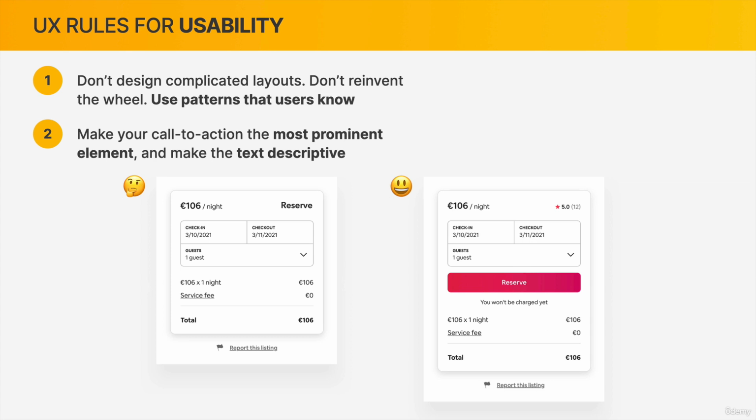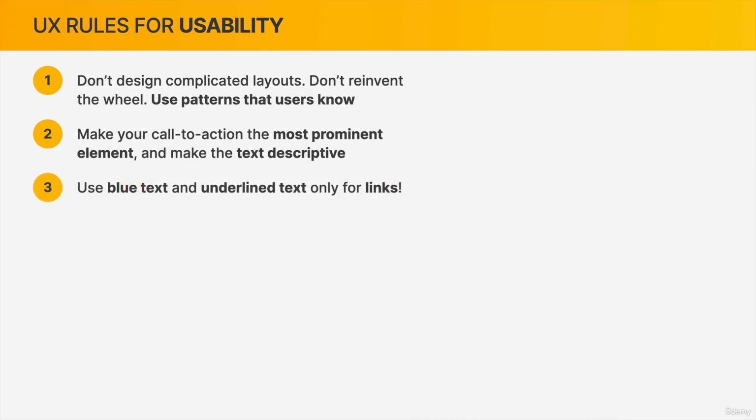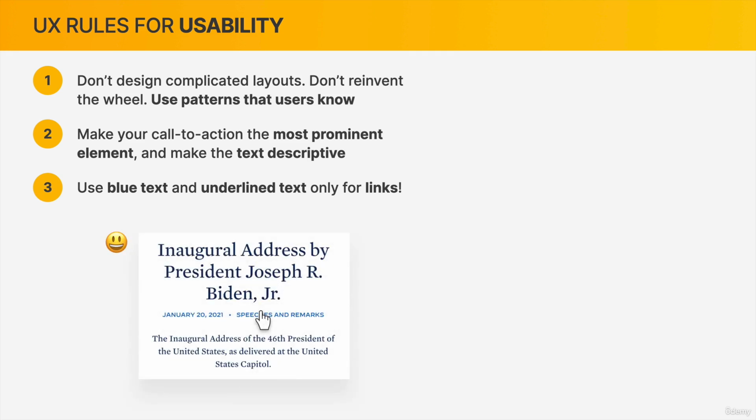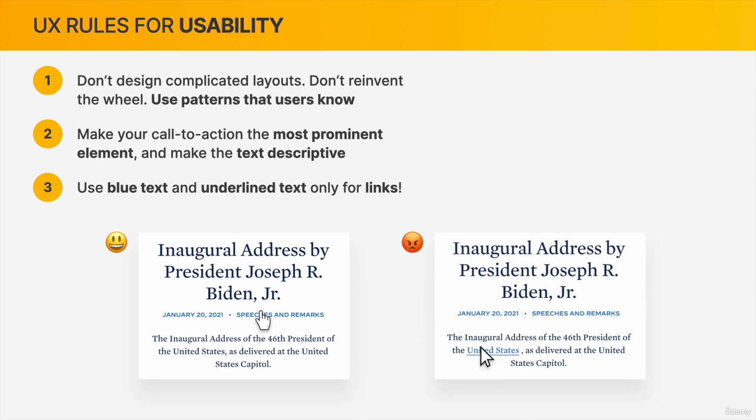Now, the next rule is a very simple one, which is that you should use blue text and underline text only for links. So that's super important because users are so used to the pattern that links are blue or underlined like this, that you will really confuse them if you ever use underlined or blue text anywhere that is not a link. So in this second example, that blue and underlined United States text there very clearly looks like a link to you as well, right? But, well, here it is actually not a link. And so this is very confusing and frustrating, and so don't do that.